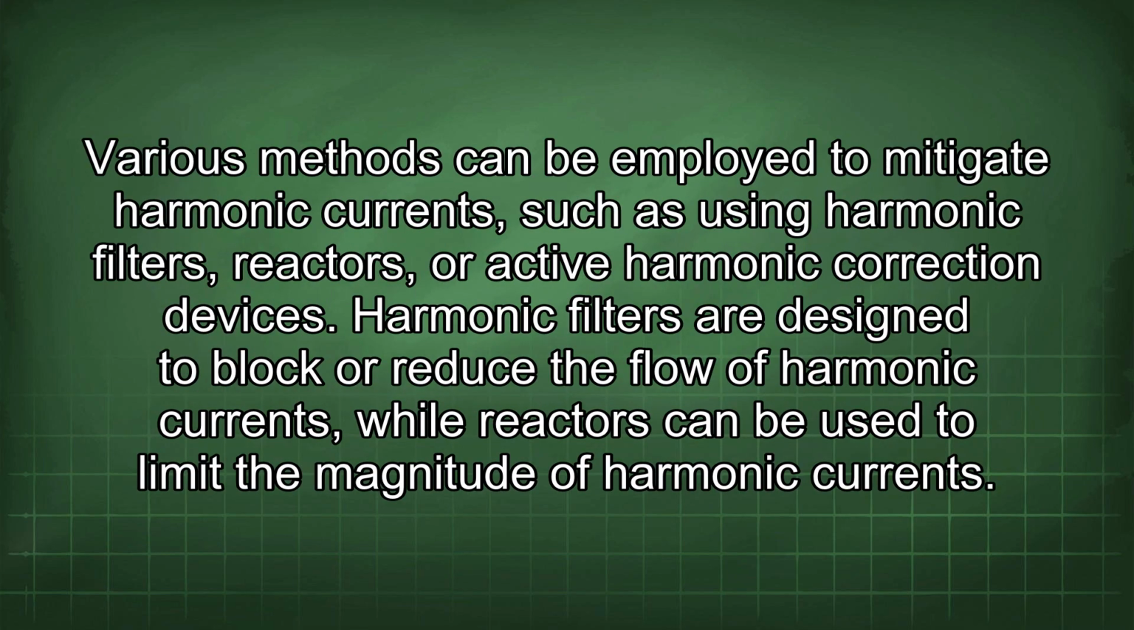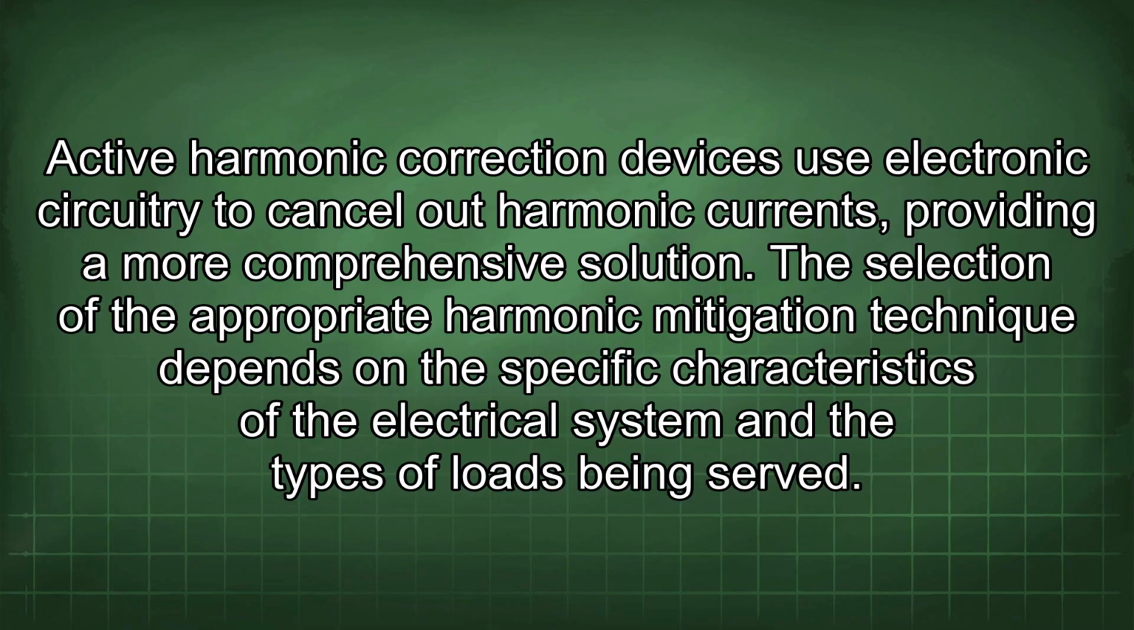Various methods can be employed to mitigate harmonic currents, such as using harmonic filters, reactors, or active harmonic correction devices. Harmonic filters are designed to block or reduce the flow of harmonic currents, while reactors can be used to limit the magnitude of harmonic currents. Active harmonic correction devices use electronic circuitry to cancel out harmonic currents, providing a more comprehensive solution.